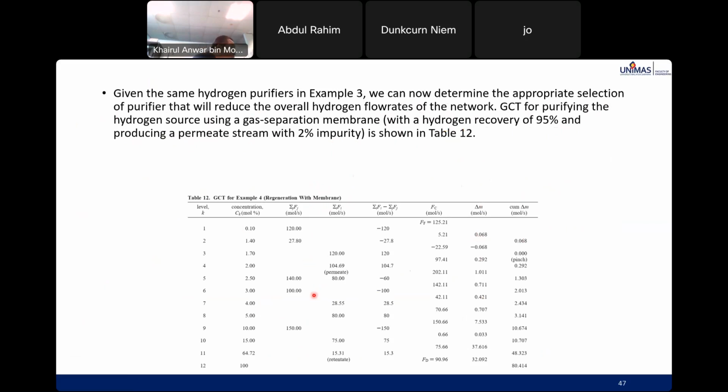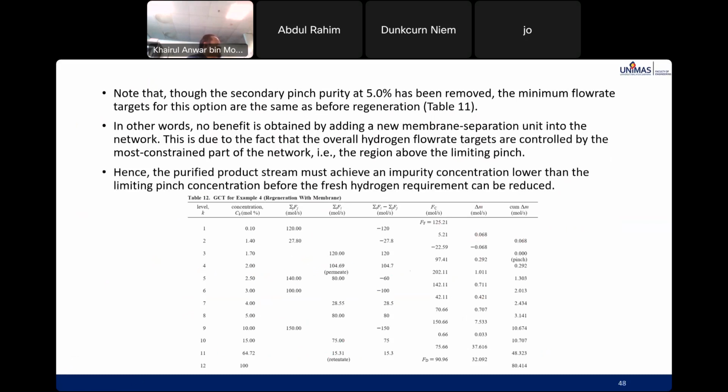So in this case, 2% is here. It's not at the top of the table. Level 4. So the permeate is level 8. When you introduce these two values now, you need to recalculate. Note that the secondary pinch at 5% has been removed. There's no secondary pinch now, only one.